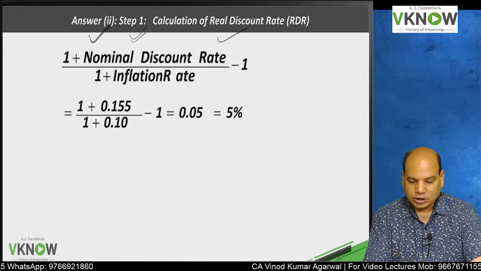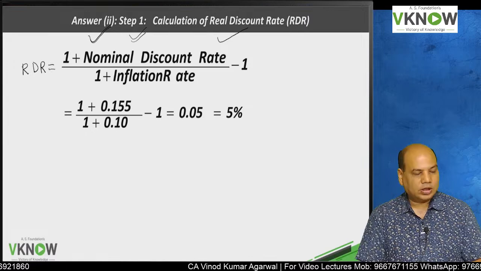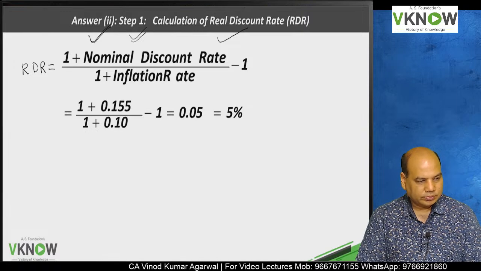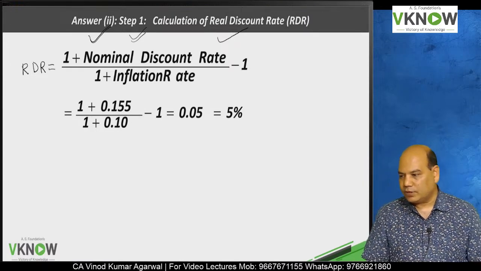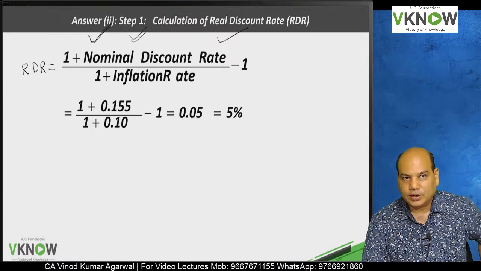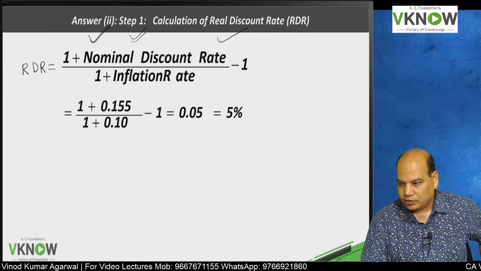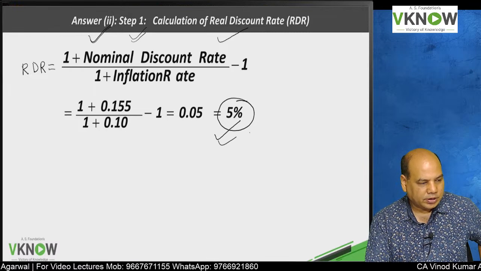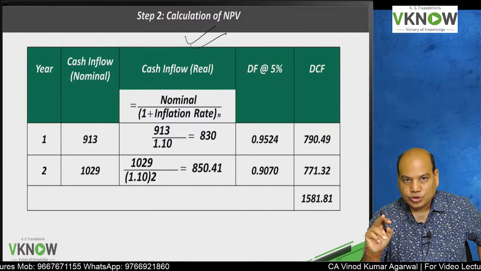Then under that you write down the formula. Real discount rate is equal to (1 plus nominal discount rate) upon (1 plus inflation rate), minus 1. The nominal discount rate is 15.5%. So 1.155 divided by 1.10 minus 1 is equal to 0.05, or 5%. Is this 5% right? Yes.